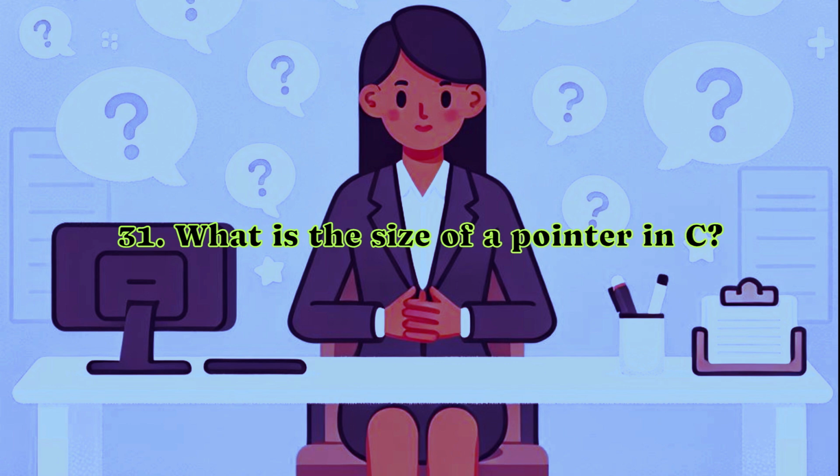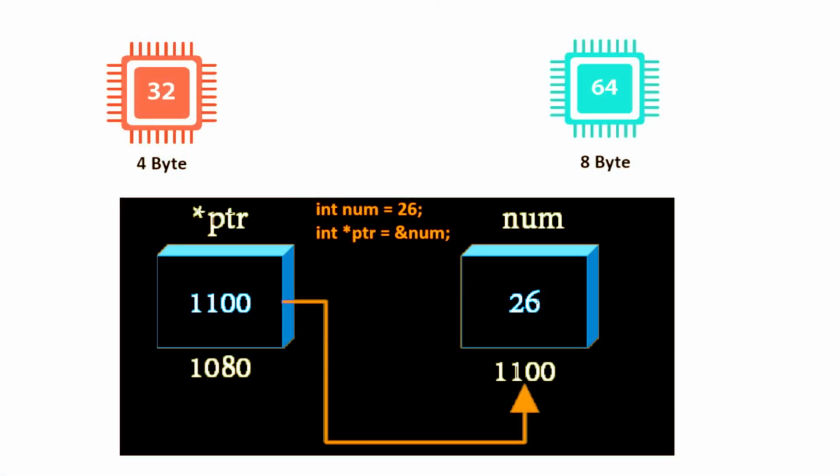31. What is the size of a pointer in C? The size of a pointer depends on the system architecture, for example, 32-bit or 64-bit. On a 32-bit system, pointers are 4 bytes. On a 64-bit system, pointers are 8 bytes. Pointers only store the memory address, so the type of data they point to doesn't change their size.